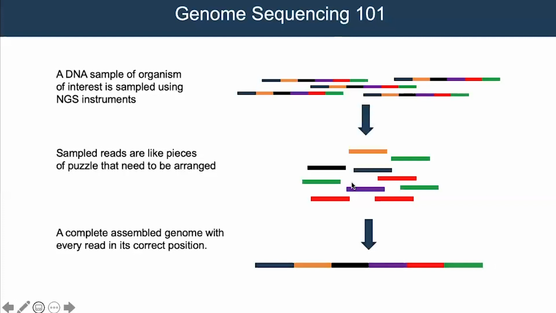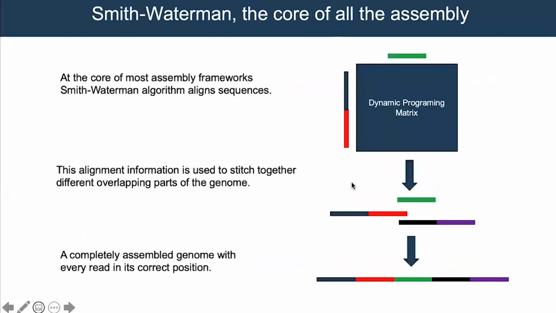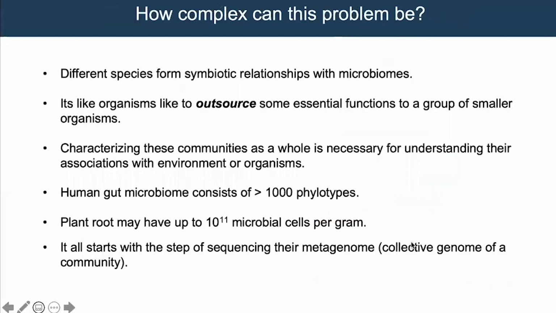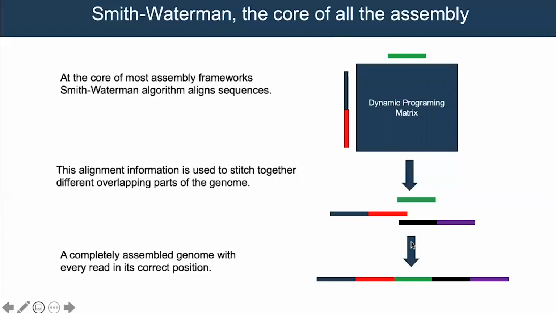Now, there are software pipelines which do this for us, and there is a large number of them out there, and most of them are using one common algorithm at the core. That is known as the Smith-Waterman alignment algorithm. What this algorithm does is it generates a dynamic programming matrix, and with the help of that, it finds out the most optimal alignment between two given sequences of DNA. And using this information, these aligners are able to stitch different parts of genomes together and give us a complete genome assembly.